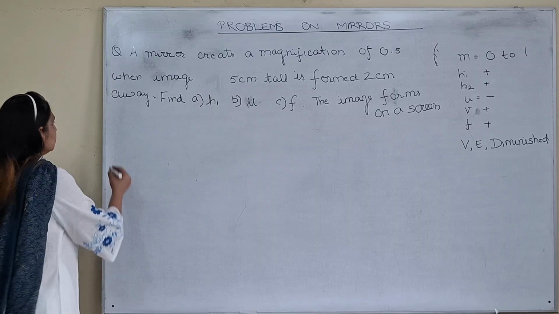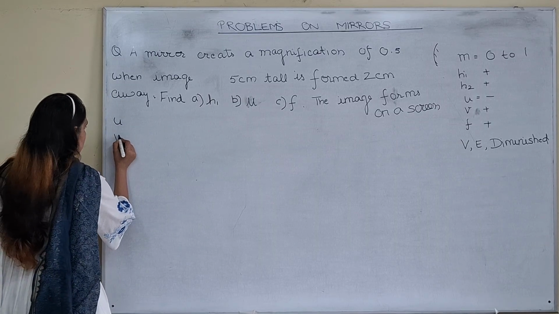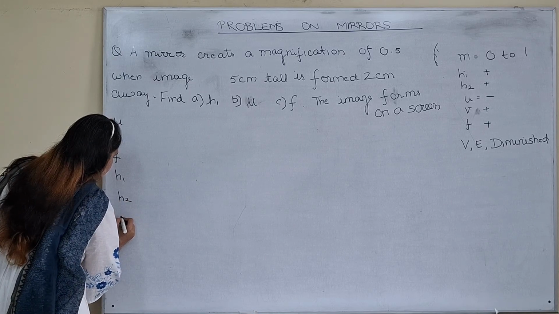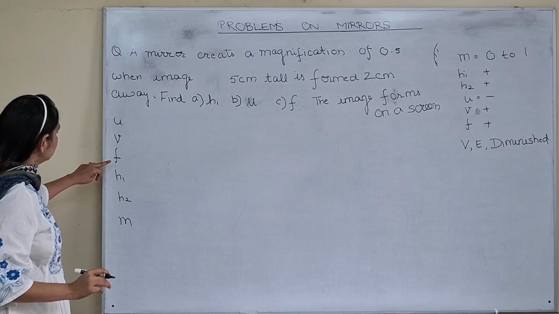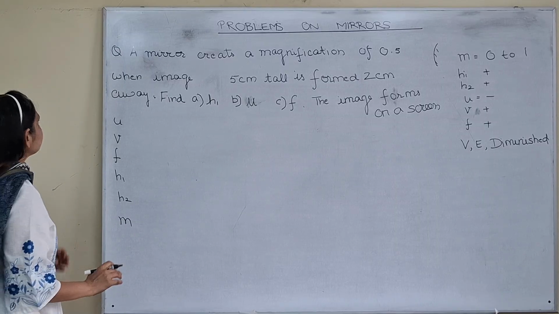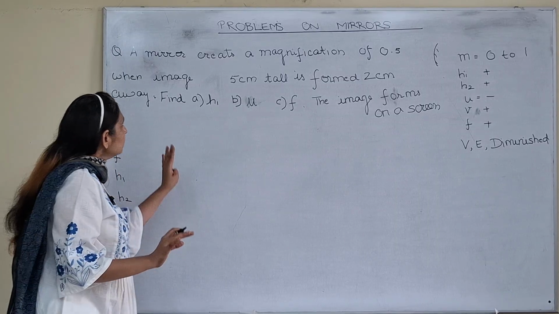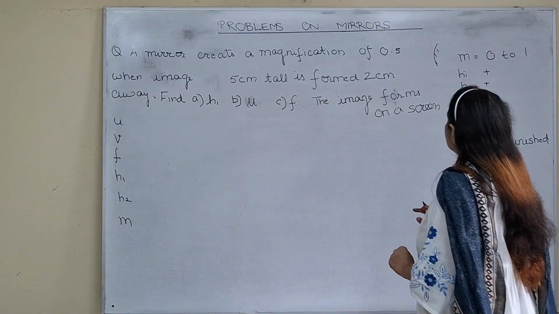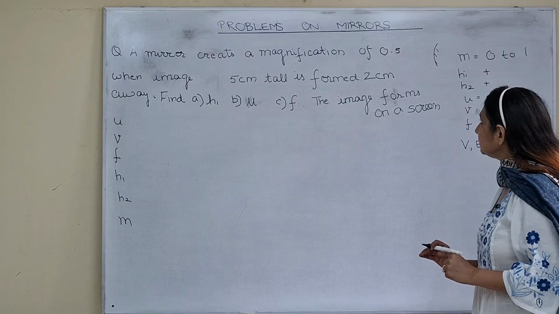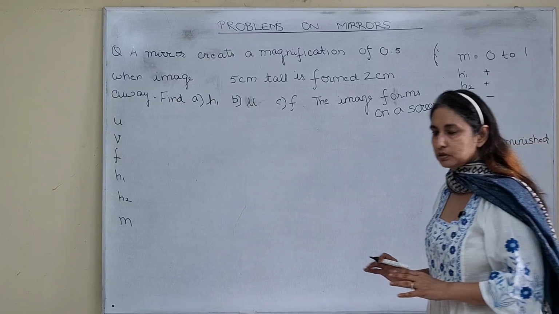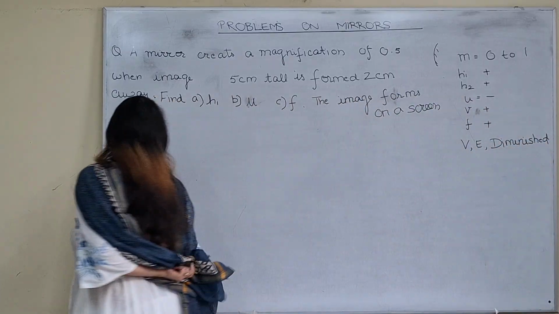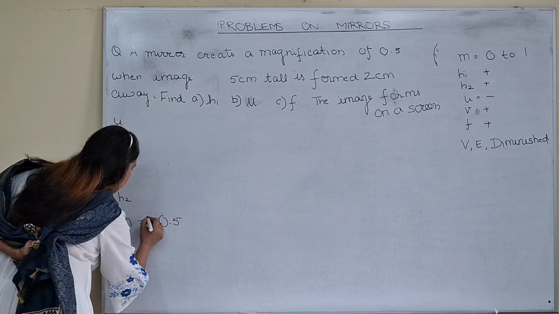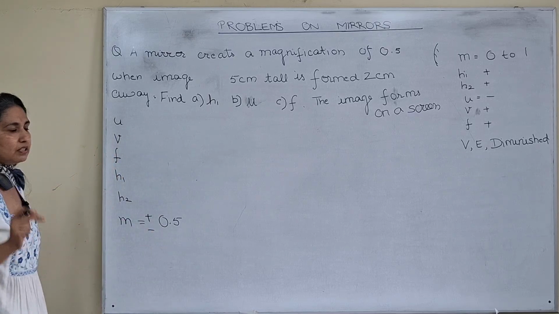Okay, we start the numerical. We'll first write these things which you need to fill in. Okay, 1, 2, 3, 5, 6 things that we have to fill in. A mirror, we don't know which one, creates a magnification of 0.5. Okay, magnification is given, but we don't know the value or the sign. So at least we'll write something. And we can write plus minus, that I'm yet to decide.